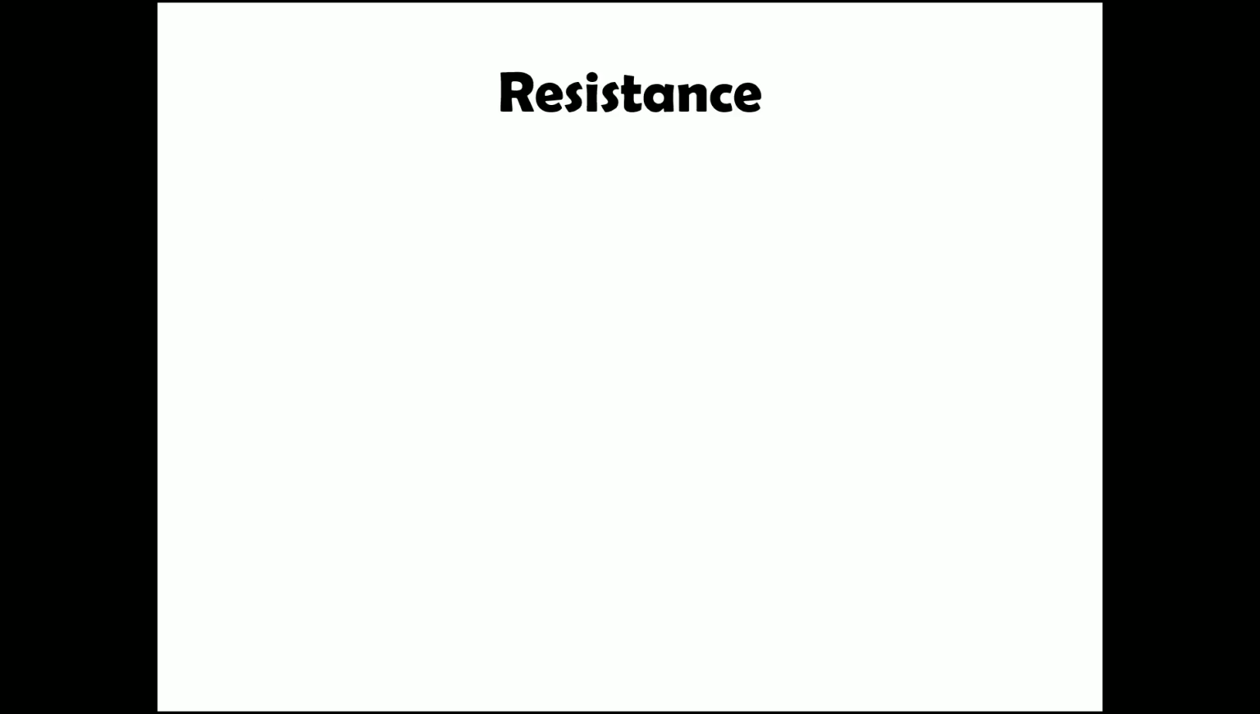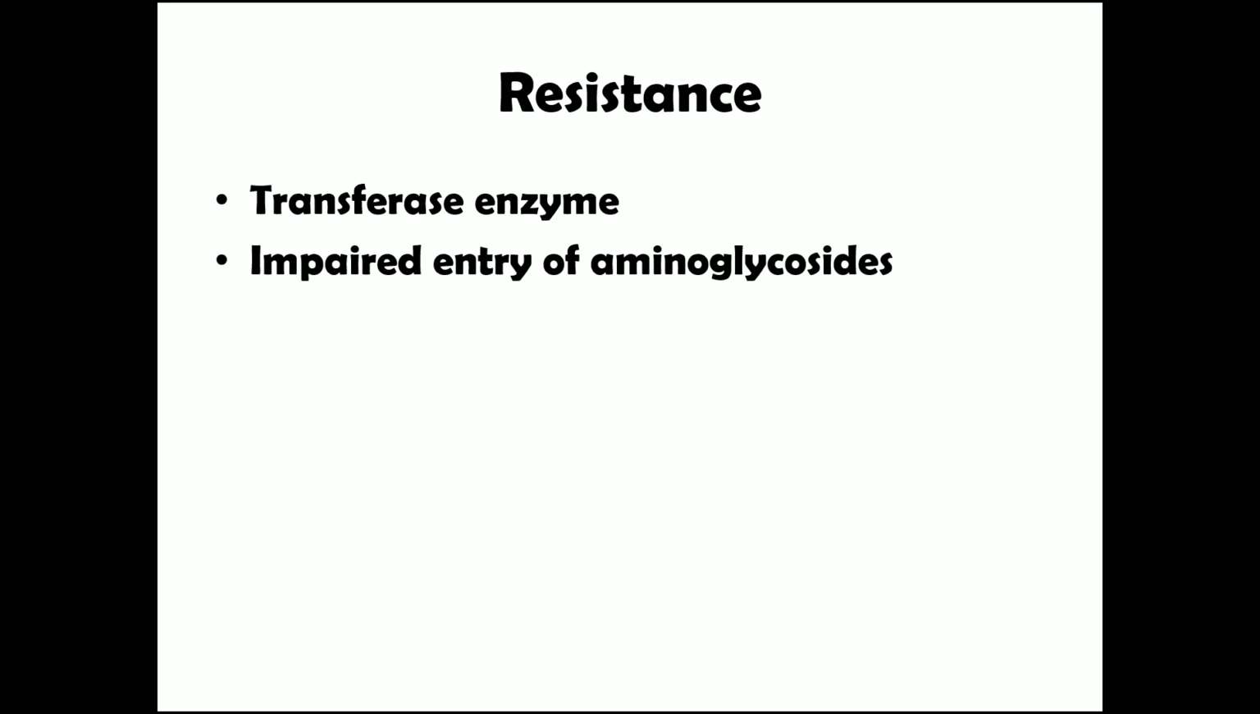Resistance. Resistance is a way by which the bacteria is able to fight the antibiotic. There are three main mechanisms by which bacteria show resistance to aminoglycosides. The first one is production of an enzyme known as transferase, which can inactivate aminoglycosides. The second way is by impaired entry of aminoglycosides. So the bacteria can impair the entry of aminoglycosides into them. That is one protective mechanism.